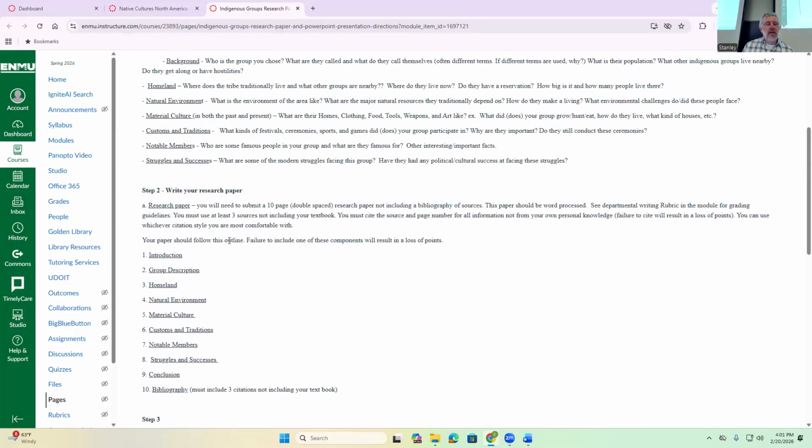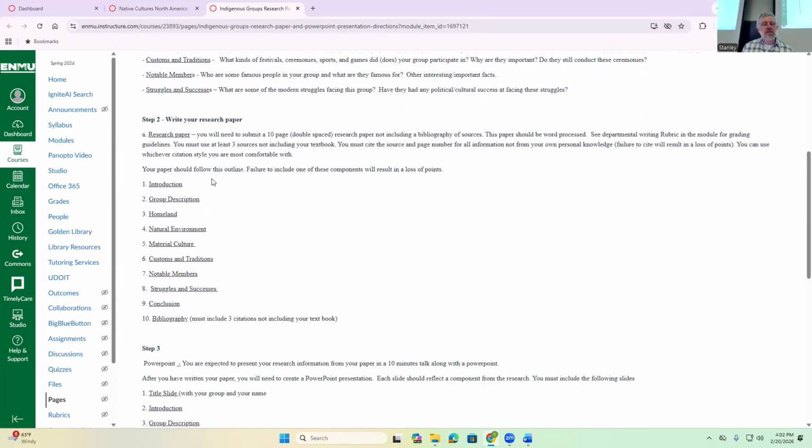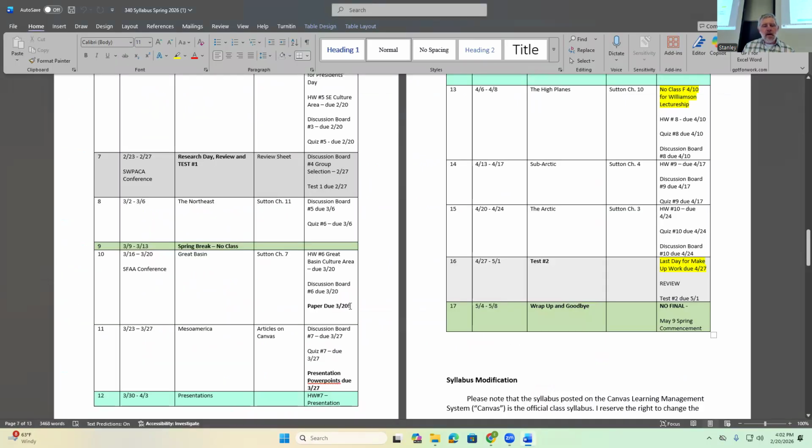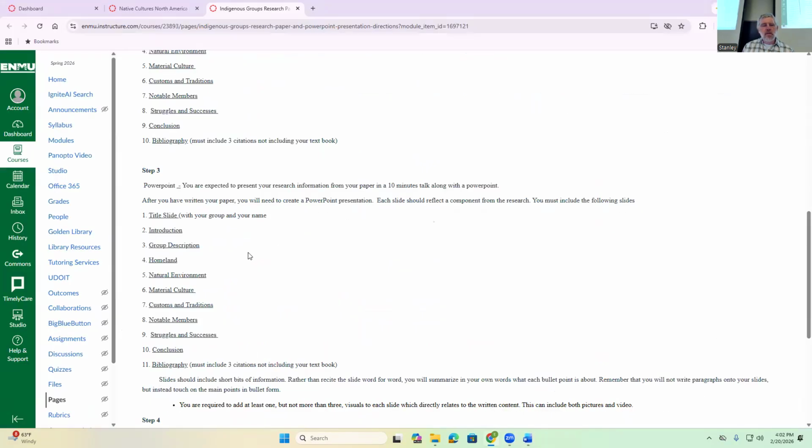And if you're not sure what any of those are, just scroll back up earlier in this page and you can see what I'm looking for, for example, customs and traditions or struggles and success. So you're going to write your paper, 10 pages, double spaced, and then you're going to turn that in by the 20th of March. After you've done that, you want to start working on your PowerPoint.